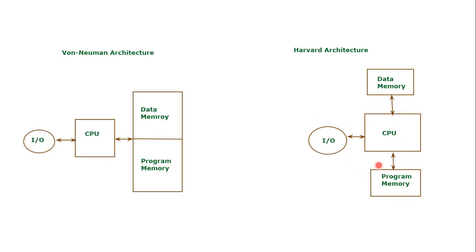So I hope you know the difference between von Neumann and Harvard architecture. Summarizing, you can say von Neumann has only one physical memory, which is logically divided into data and program, right? Harvard architecture has two separate memories for data and program memory. I hope you have understood this concept.